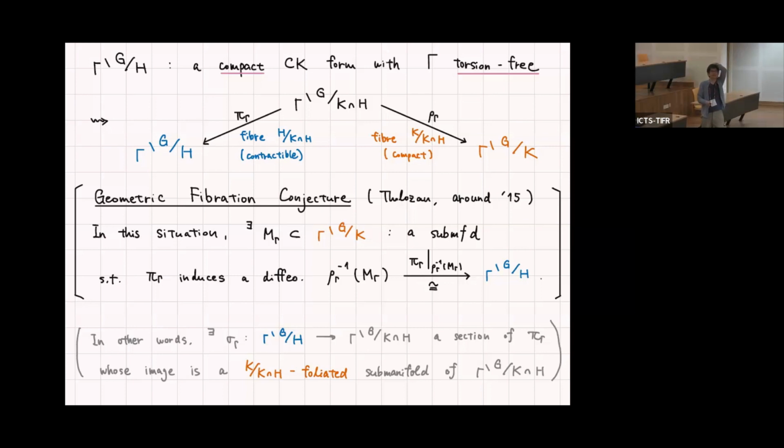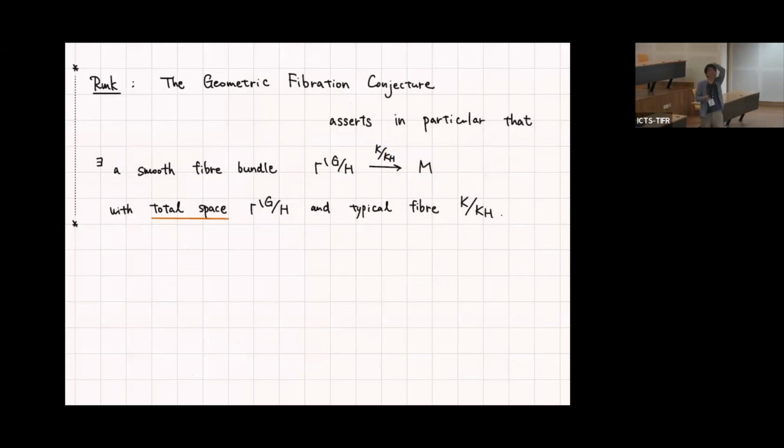So let me say again. This geometric fibration conjecture can be restated as follows. There exists a section of this π_Γ, which I call σ_Γ, whose image is foliated by K mod K ∩ H, the fiber of this one. So in particular, it says that you can find a smooth fiber bundle whose total space is G mod H mod Γ, and typical fiber is K mod K ∩ H.